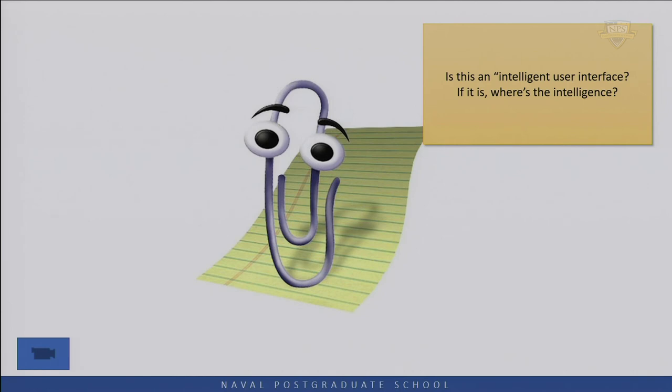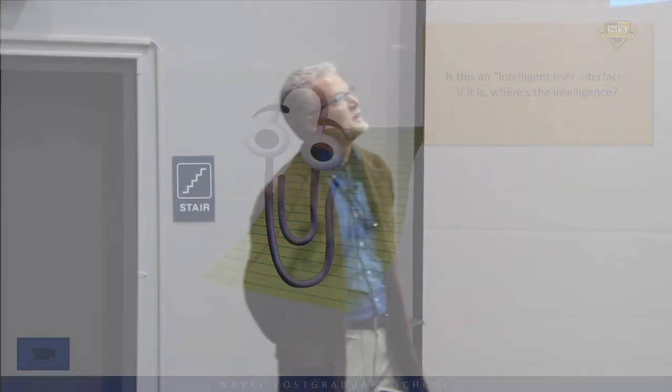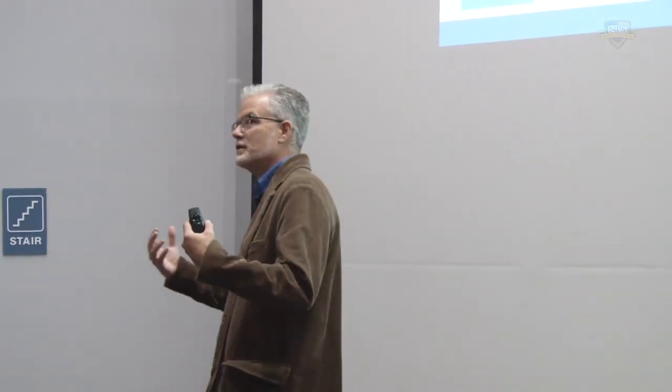Anybody old enough to know who this guy is? Yes. This guy is in the dustbin of bad UI. What was intelligent about Clippy? Anybody remember? What was it that everybody hated about him so much? Exactly. You'd open Microsoft Word and you'd write, "Dear Mom," and he would pop up and say, "It looks like you're trying to write a letter. Let me help you with that." And he would proceed to do 18 things that you didn't want him to do.